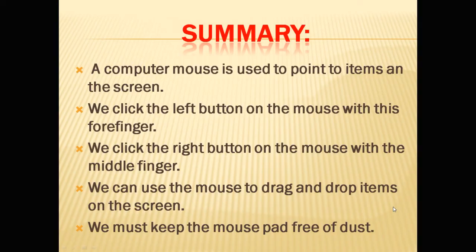Students, did you understand the video about using a mouse? Now let us summarize the topic. A computer mouse is used to point to items on the screen. We click the left button on the mouse with the forefinger. We click the right button on the mouse with the middle finger. We can use the mouse to drag and drop items on the screen. We must keep the mouse pad free of dust.